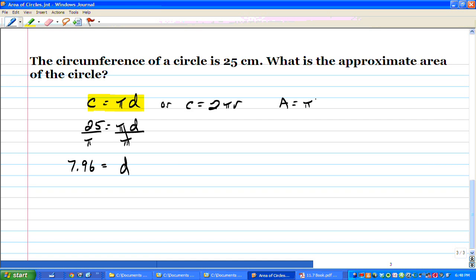I'd have to cut that in half to use it in the area formula, but then the area is pi times the radius squared. So pi, the radius, half of that, is 3.98 squared. Half of that meaning the diameter. And this is going to be equal to 49.7 centimeters squared, which is the approximate area.